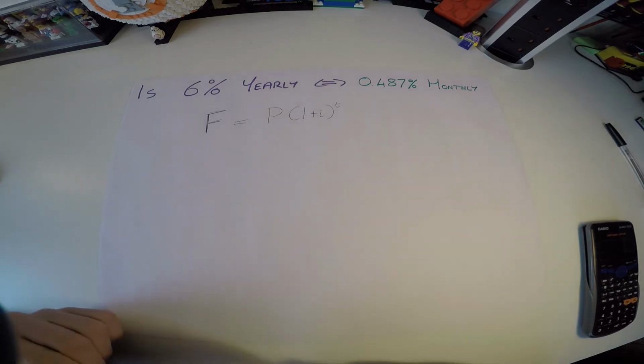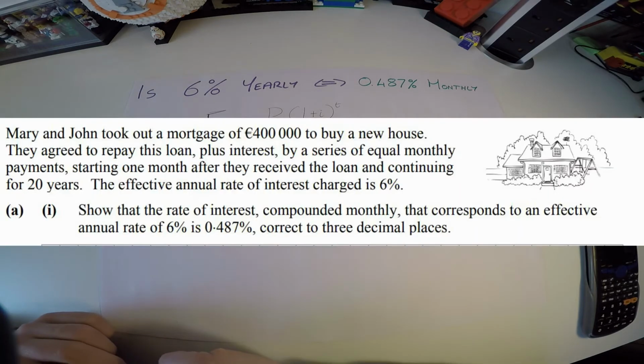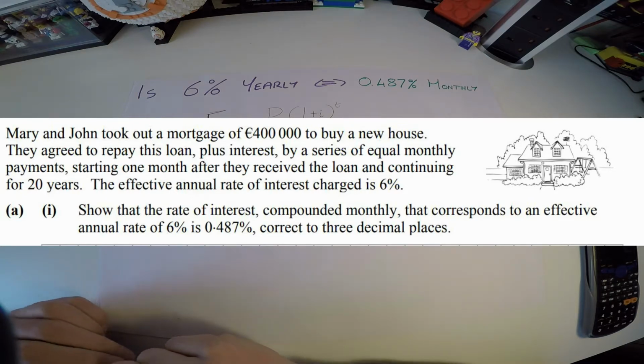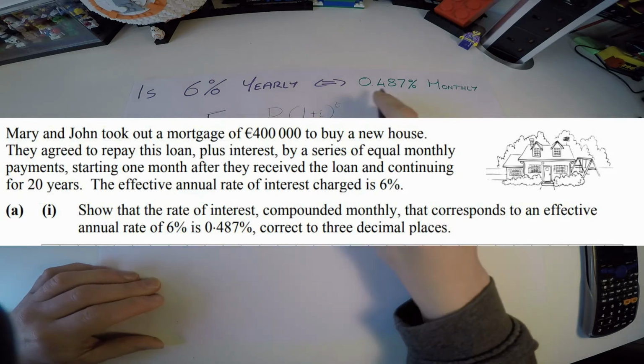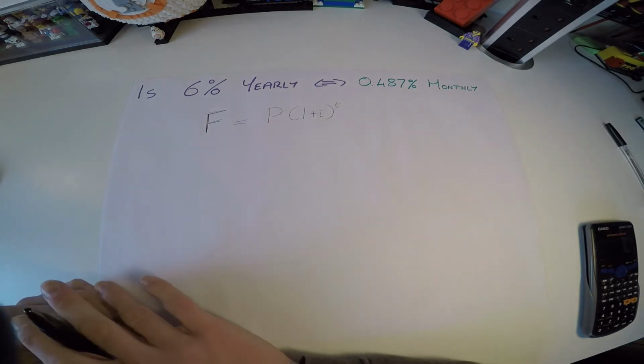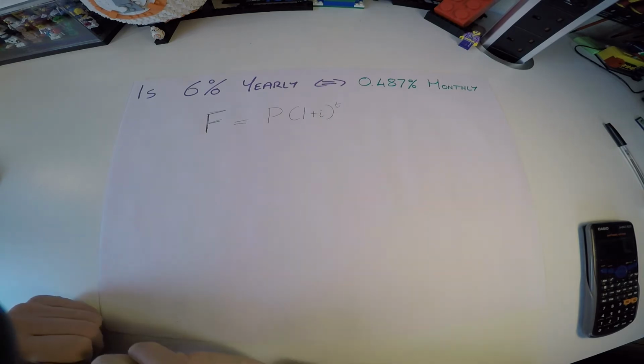Okay, so this first part of this question says Mary and John took out a mortgage of 400,000 to buy a new house. They agreed to repay this loan plus interest by a series of equal monthly payments starting 1 month after they received the loan and continuing for 20 years. The effective annual interest rate is 6%. So the first part just says show that the rate of interest compounded monthly corresponds to an effective annual rate of 6% is 0.487%.